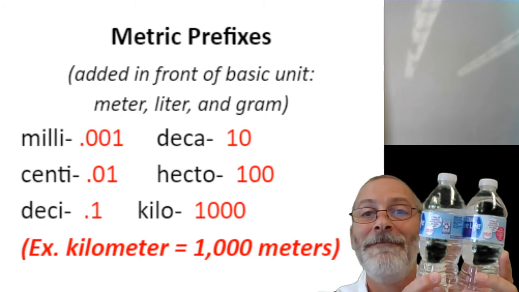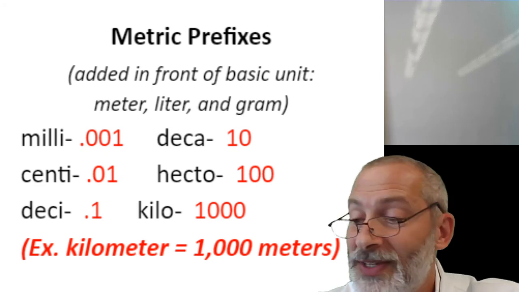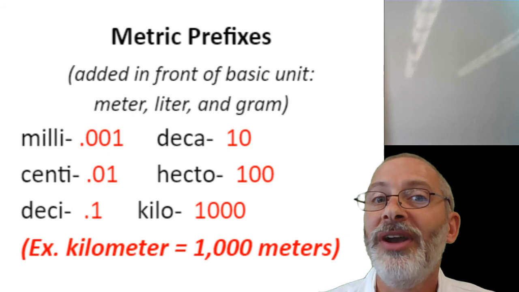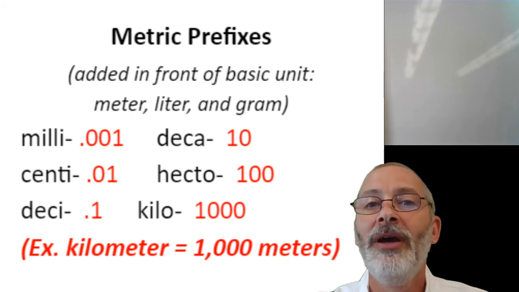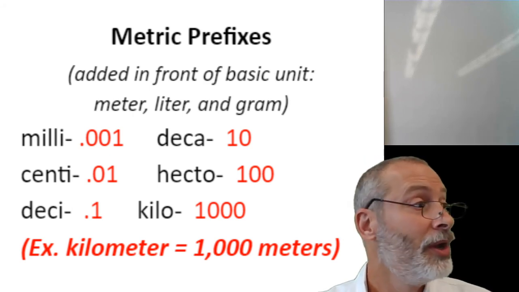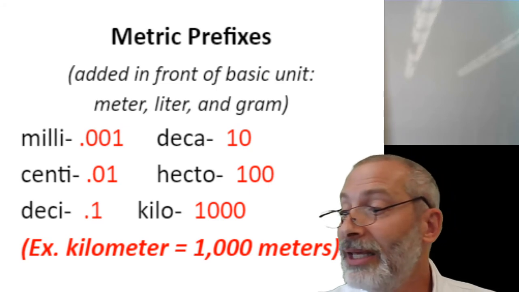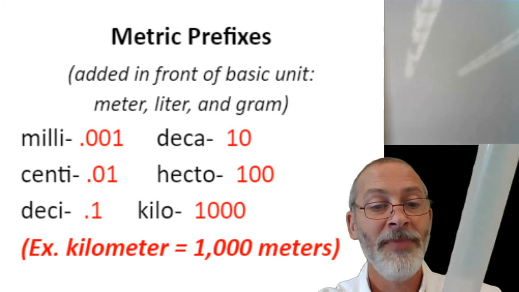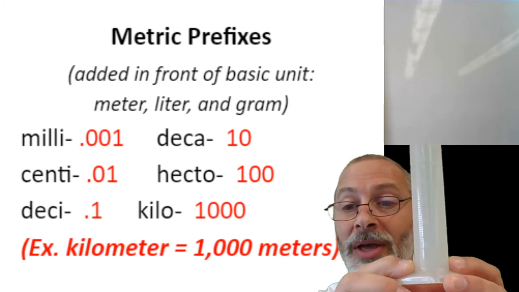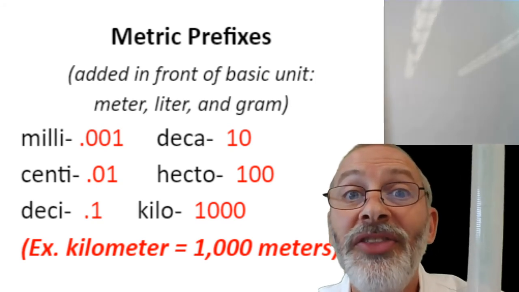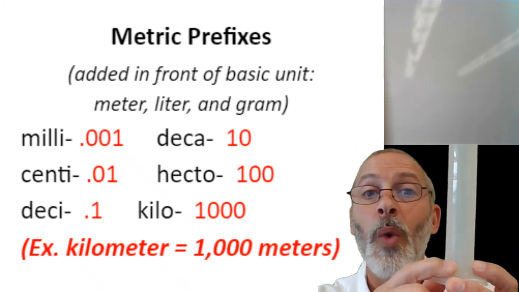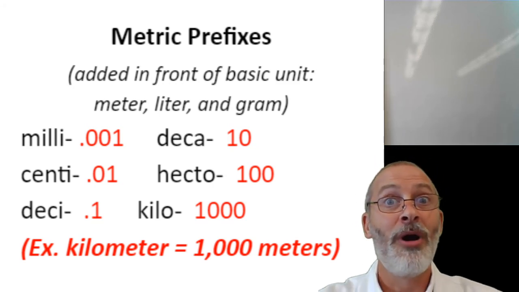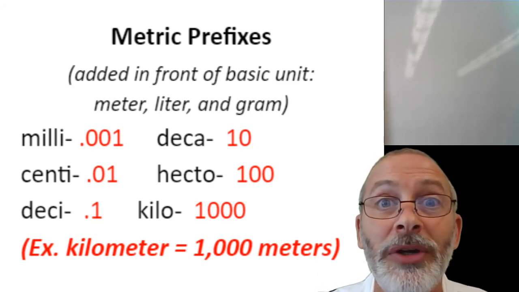But check this out. You put prefixes like milli, for instance, in front of liter, and what do you have? A milliliter. Well, what's a milliliter? A milliliter, as we will discover in the lab, and we'll talk more about tomorrow, is 1,000th of a liter. So 1,000 milliliters equals 1 liter. And tomorrow, you're going to see how even cooler that is.